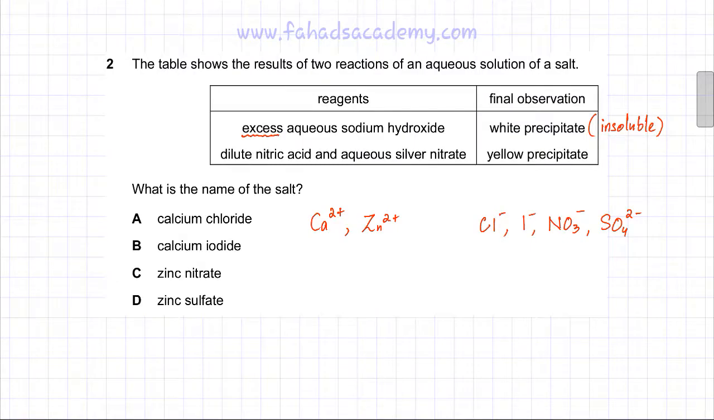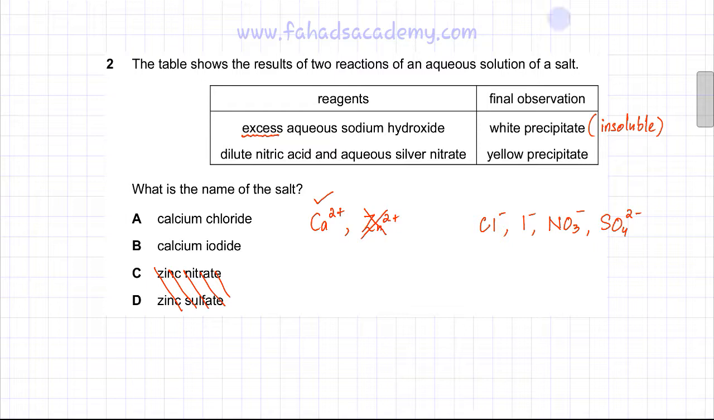So going back to my question, this excess aqueous NaOH gives a white precipitate, and it is insoluble because you're adding excess of it. It doesn't dissolve. Zinc ions cannot be correct because it's going to form a white precipitate that's going to be soluble in excess. So calcium ions would be the correct option, but then that would leave us with two options, A and B. So I'm going to remove the other two options. Zinc is not an option, so that is going to be incorrect.